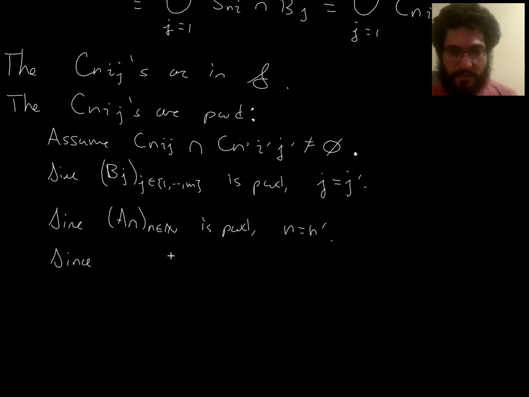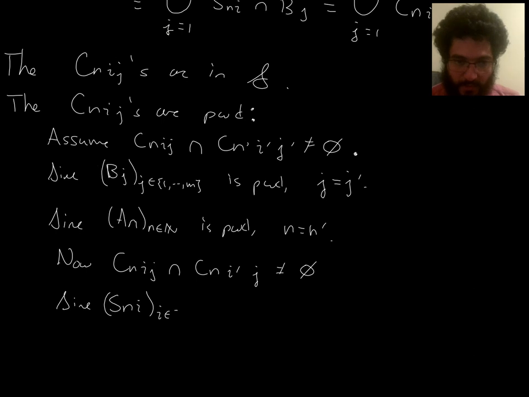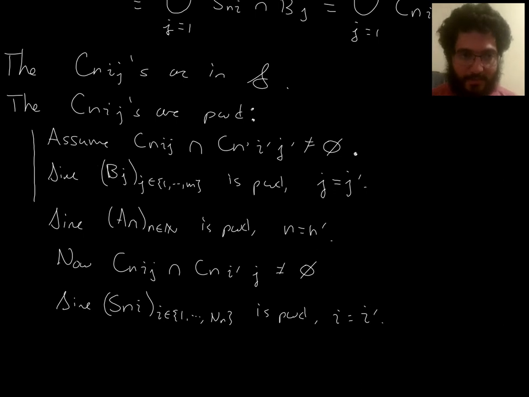And then finally, now it's worth restating what we have, but using what we know. Now we have Cnij intersect Cn n prime i prime j prime, with n equals n prime and j equals j prime. So then finally, since the Sni's running over i form a pairwise disjoint collection, i equals i prime. Okay, great. So let's conclude that little argument there. The C's are pairwise disjoint.